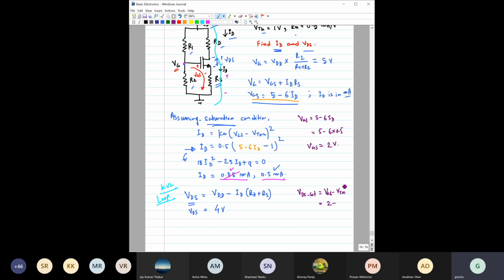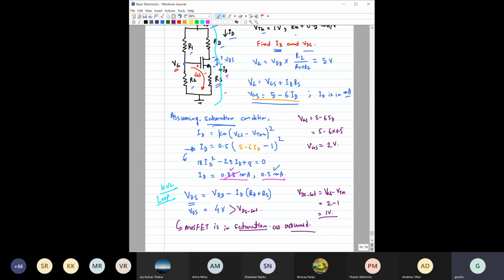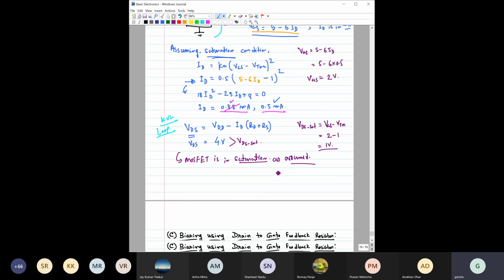2 volt minus threshold voltage of 1 volt gives us 1 volt, right? So VDS sat is 1 volt. So this is greater than VDS sat, right? So the MOSFET is in saturation as assumed. So our assumption is correct. So the MOSFET is in the saturation region.